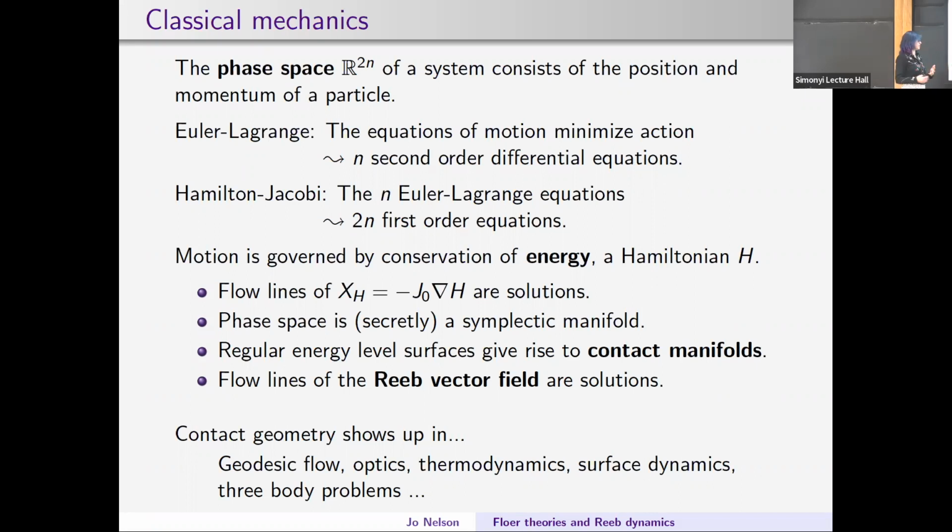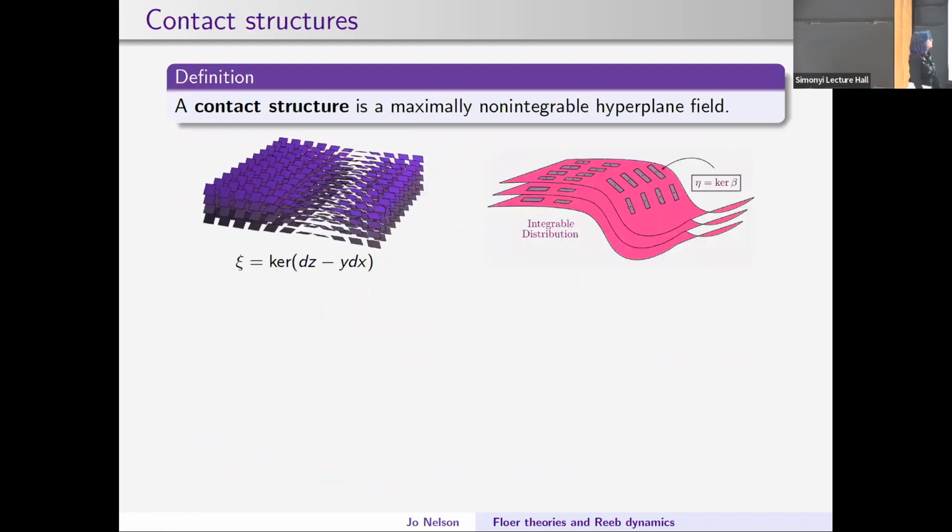A lot of geometric problems can be recast in a contact geometric setting. You can reinterpret geodesic flow in terms of the Reeb flow on a unit cotangent bundle. There were also models in optics and thermodynamics. You also see it show up in surface dynamics, and in 3-body problems where you're looking at a satellite, a moon, and a planet. Okay, so those are the physical motivations.